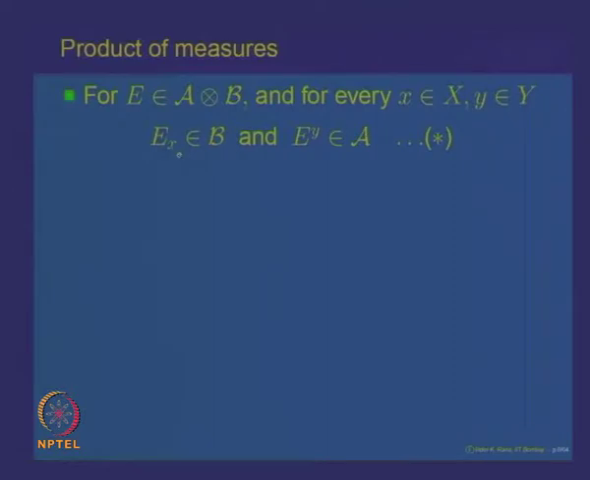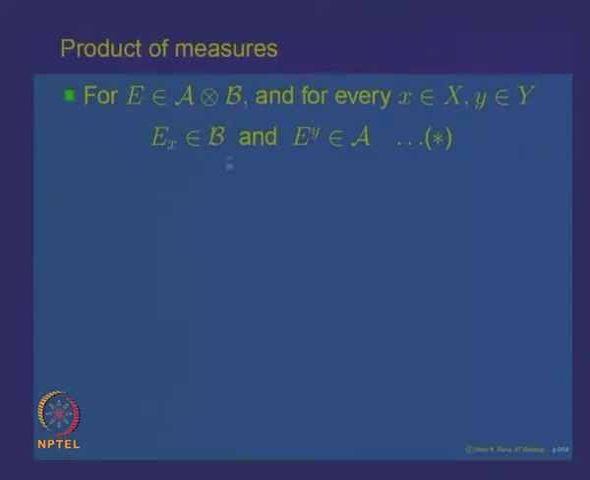So, that means for every x in X, look at the subset of Y which is the section of E at the point x; it belongs to the sigma algebra B, whenever E is an element in the product sigma algebra. And similarly, the section at y is a subset of X and our claim is that this belongs to the sigma algebra A. So, these are the two properties we want to check for every set E belonging to A cross B.